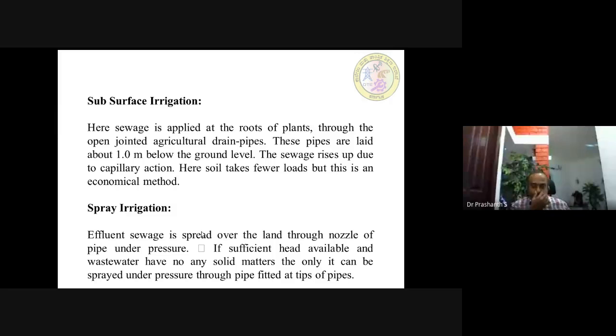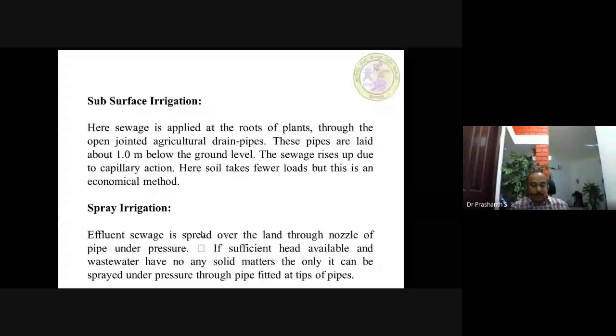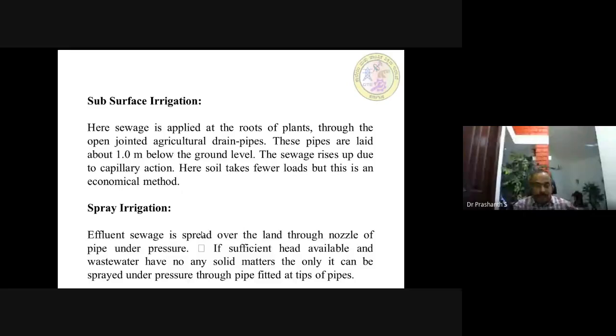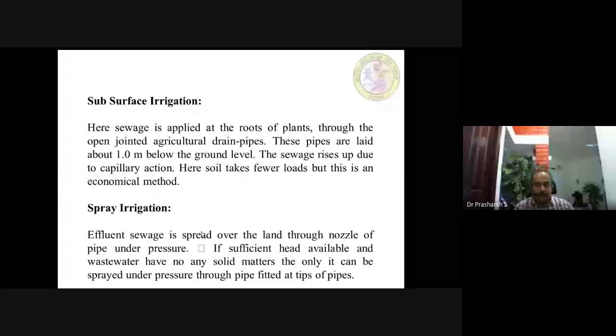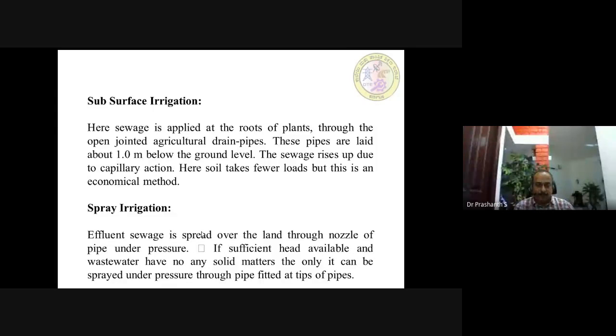If subsurface irrigation is not possible, what you can do is go for spray irrigation. Just as we pump water, effluent sewage is spread over the land through the nozzle of a pipe under pressure. If sufficient head is available and the wastewater has no solid matter, no solid matter should be present, otherwise it is going to choke up the nozzles. It can be sprayed under pressure, but it looks a very costly affair. So, spray irrigation.